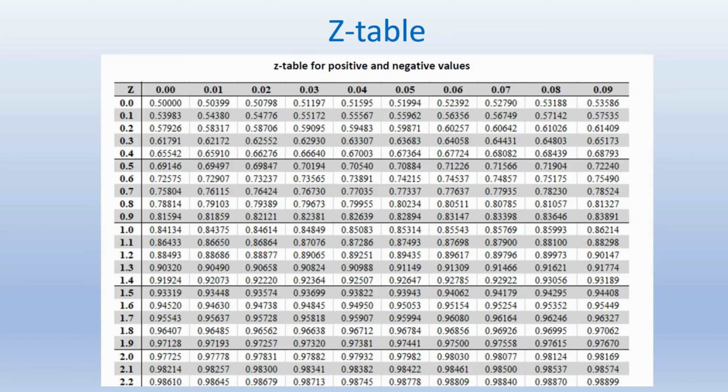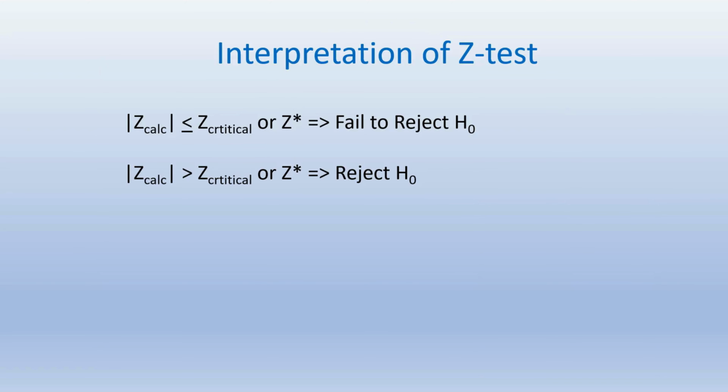After calculating the z-statistic of the given example, it is compared to the z-critical. If the absolute value of the z calculated is less than or equal to the z-critical, then we fail to reject the null hypothesis. And if the absolute value of z calculated is greater than z-critical, then we reject the null hypothesis.